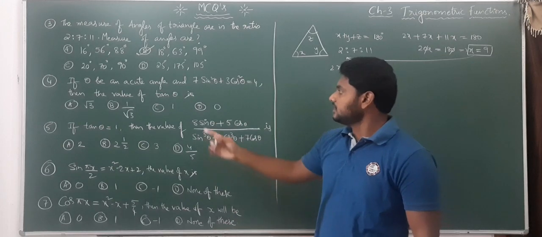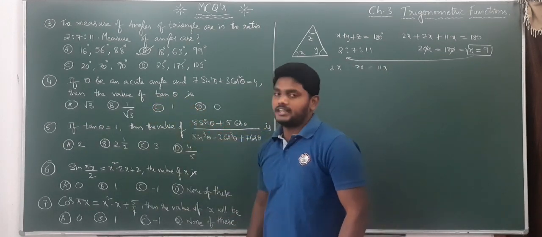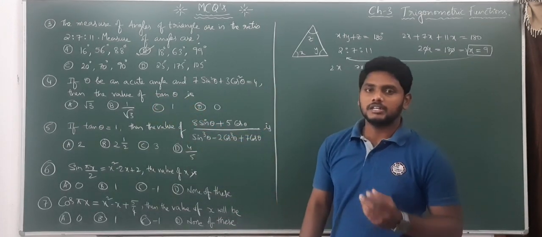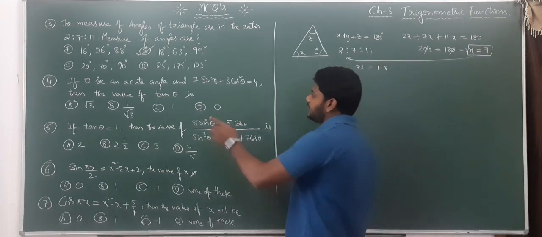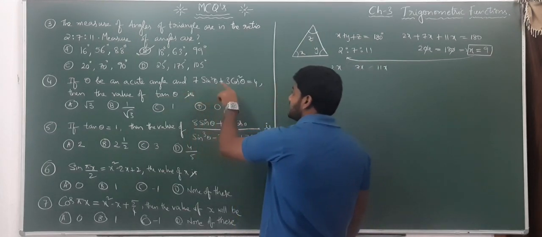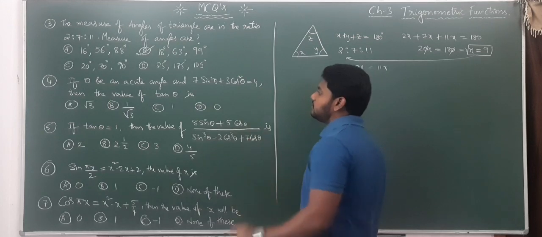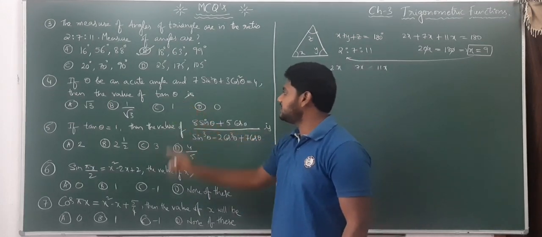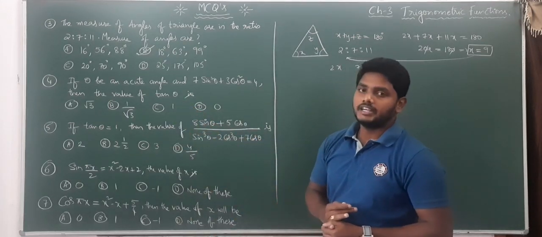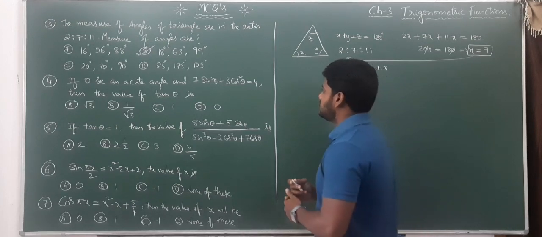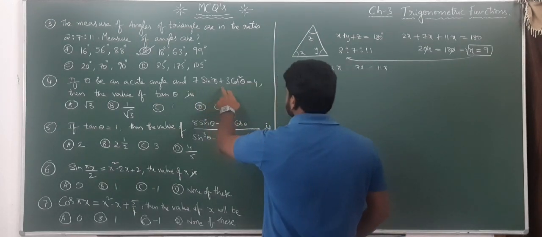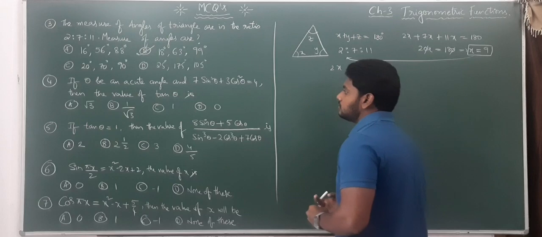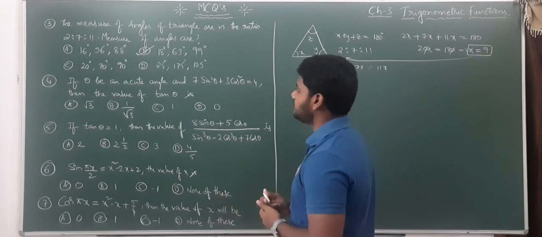Next, if theta be an acute angle, theta being acute is nothing but less than 90, and 7 sin square theta plus 3 cos square theta equal to 4, then the value of tan theta. See what they have given: 7 sin square theta plus 3 cos square theta is equal to 4. Then the value of tan theta we need to find.